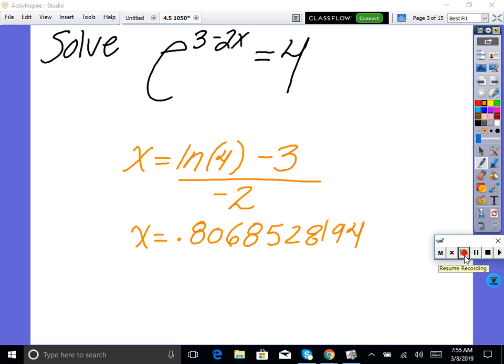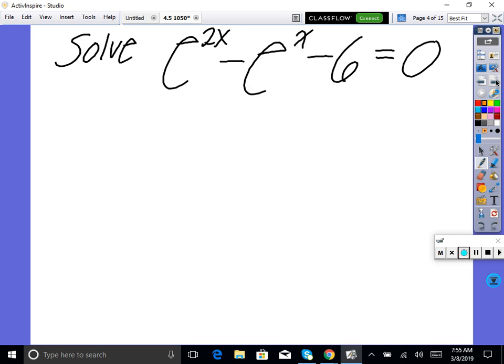If I wanted to check my answer, I'd probably write out the whole decimal, correct? And now couldn't you type in e to the 3 minus 2 times that entire decimal? And then it should be 4, yes. Now, would it ever be extraneous? No, because this is an exponential equation. Okay. All right, this one is just a reminder of how to solve this one.